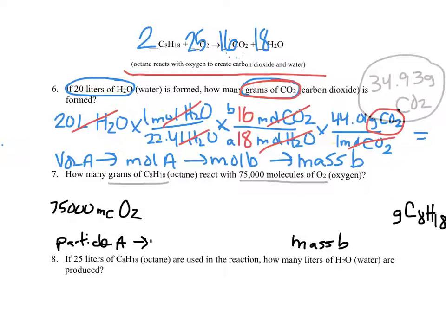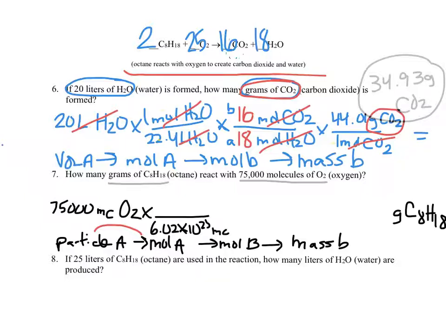So to get there, I need to go to mole island A, over to mole island B, over to mass of B, and I'm going to use my mole map to figure that out. Okay, so let's do that. First things first is to go from particles to mole island. It says that I'm going to divide by 6.02 times 10 to the 23rd power molecules of O2 for every 1 mole of O2.